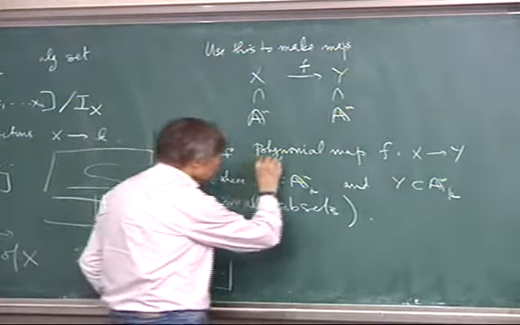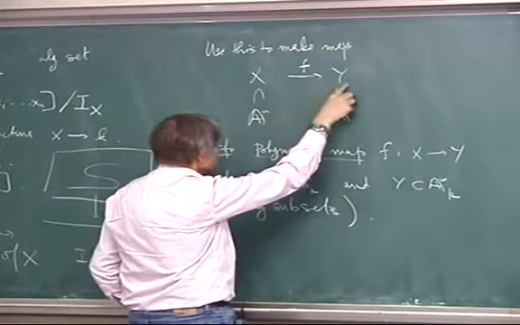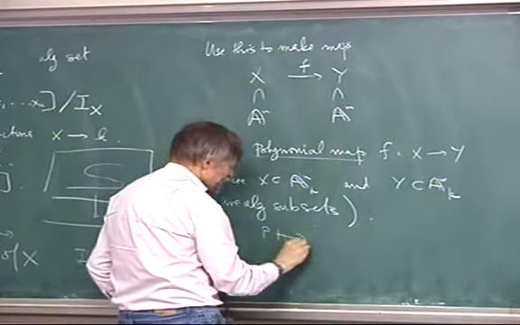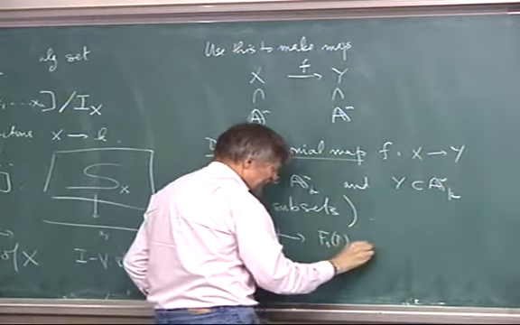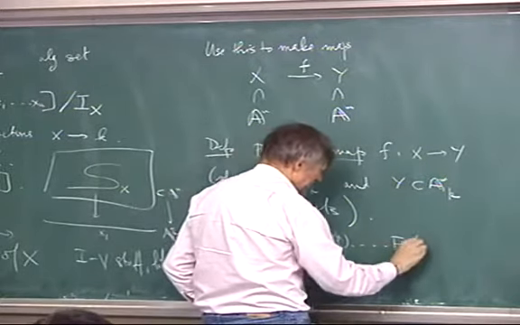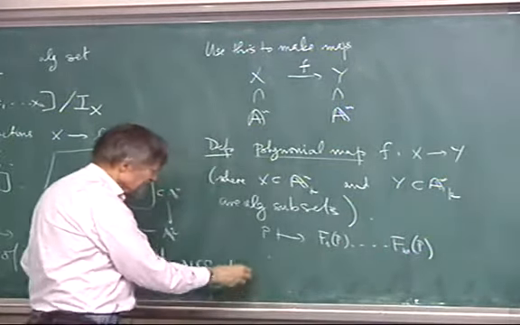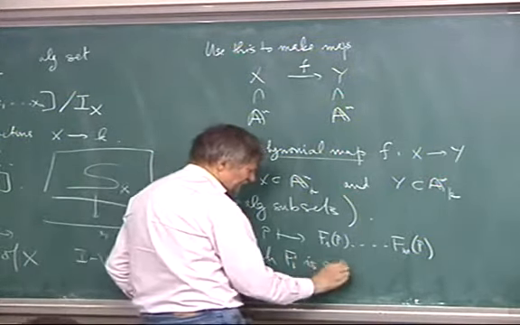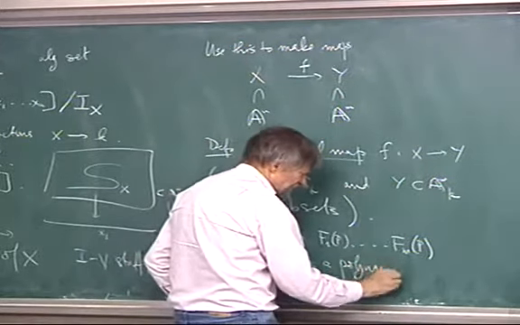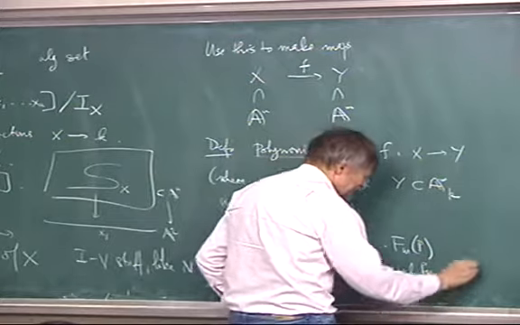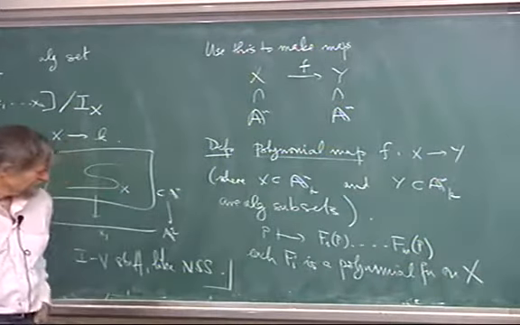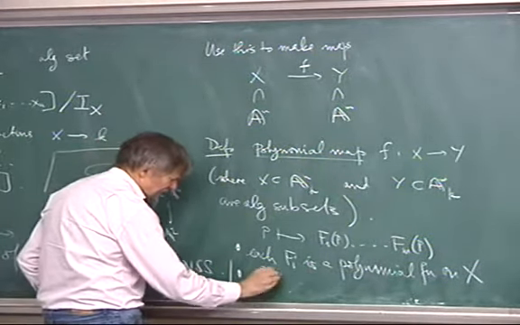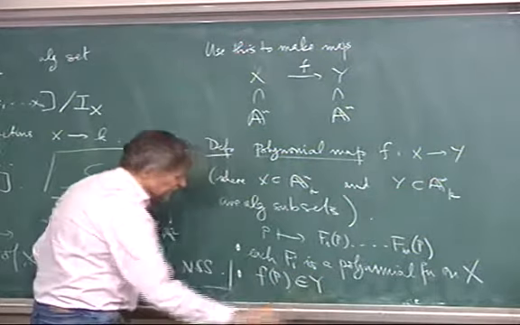It's a polynomial map. It's a map from X to Y given by p maps to f1(p) up to fm(p). And the conditions are that each fi is a polynomial function on X, and that f(p) is in Y.